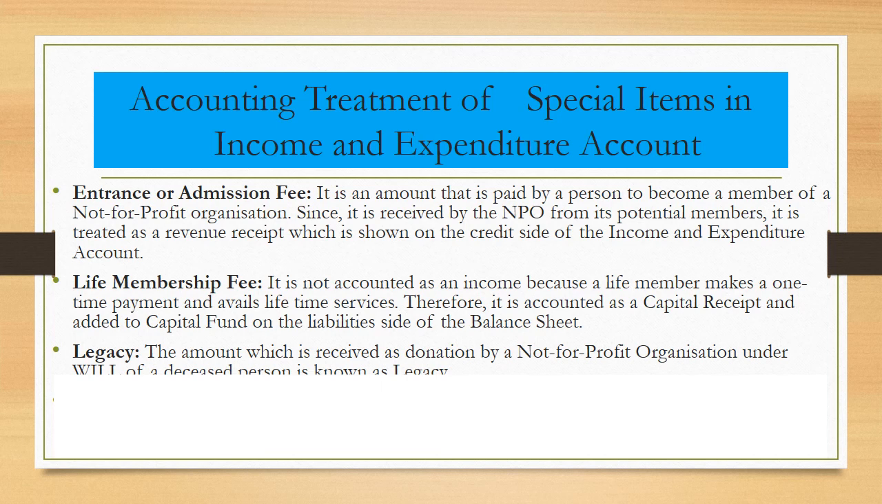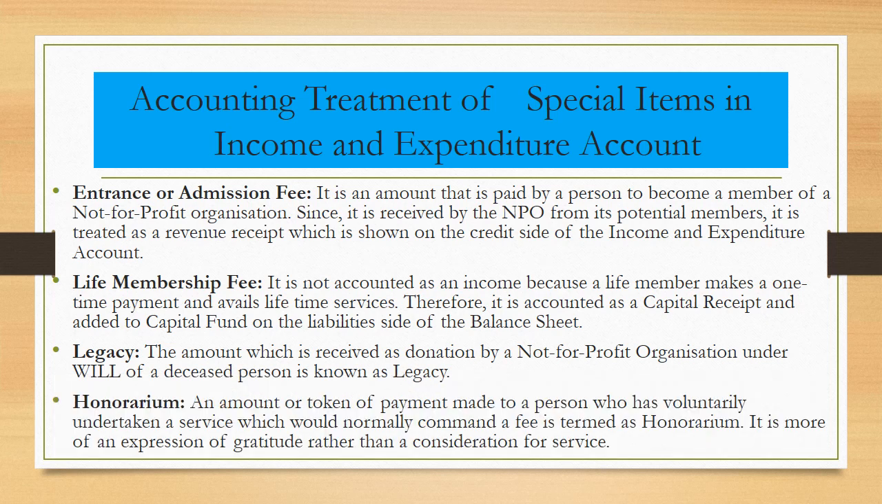One more thing which we must know, that is legacy. The amount which is received as donation by a not-for-profit organization under the will of a deceased person is known as legacy. If such legacy is silent, we will treat it as revenue received. Otherwise, if legacy is received with a special purpose, then it will be termed as capital received and it will be shown on liability side of balance sheet.